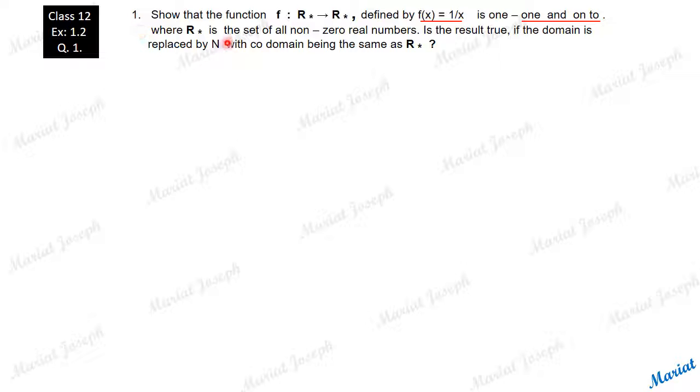Show that the function f defined from R star to R star by f of x is equal to 1 by x is one-one and onto, where R star is the set of all non-zero real numbers. Is the result true if the domain is replaced by N, the set of natural numbers, with the codomain being the same as R star?